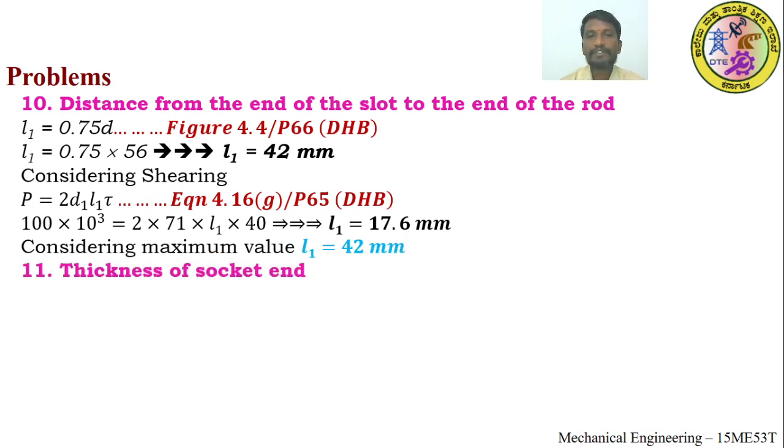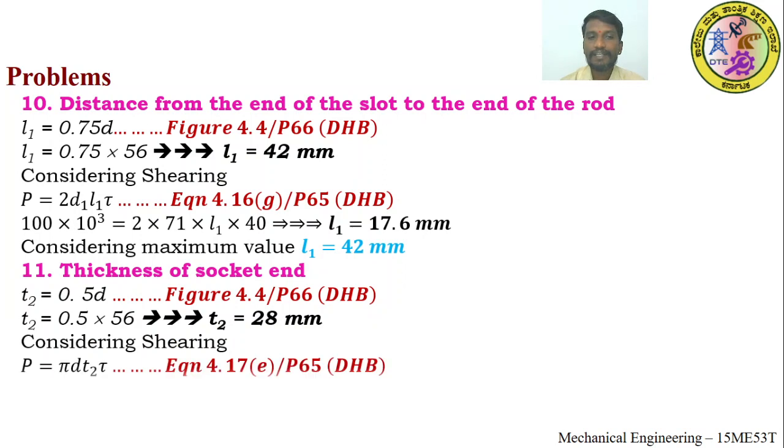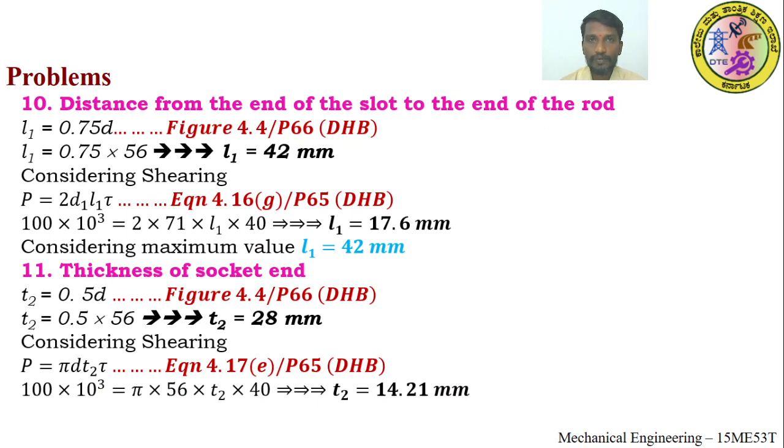Then the thickness of the socket end, that is T2, is equal to 0.5 times of D from the figure 4.4, page number 66. Applying the values, you will get 28 millimeter, and this T2 also comes under shearing. Considering shearing, there is the equation number 4.17e and page number 65. We will get the value of T2 is equal to 14.21, but considering the maximum value, the value of T2 will be 28 millimeter. So these are the parameters we have to find. Now the 11 parameters are completed. So this is the end of the problem.